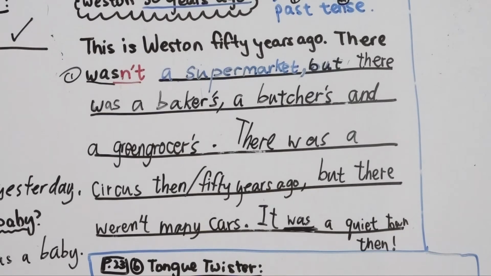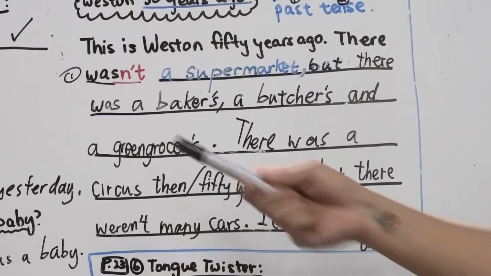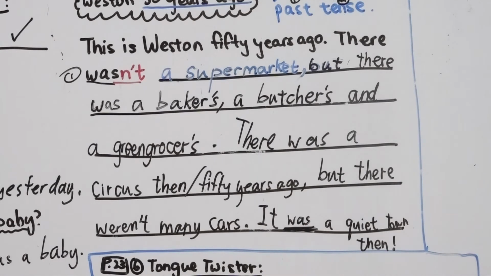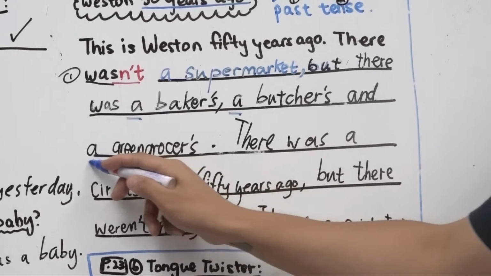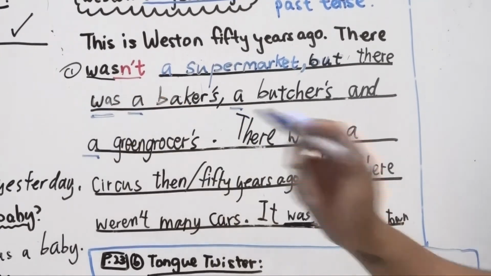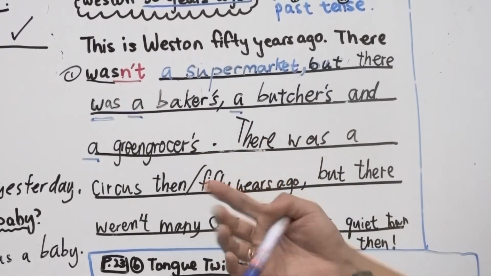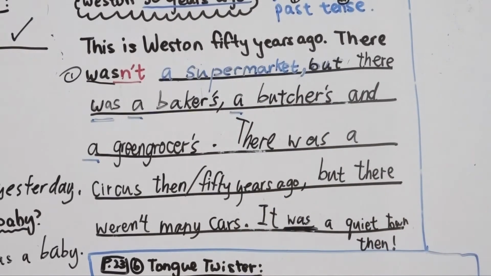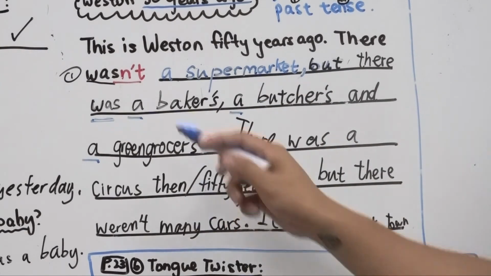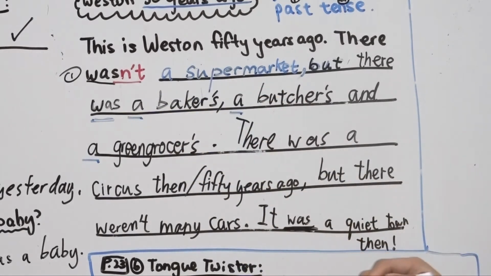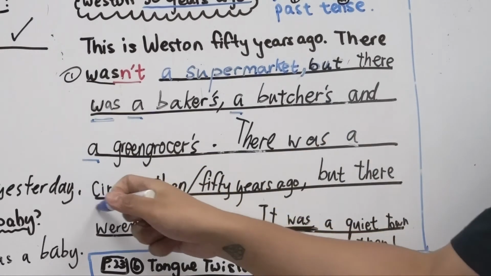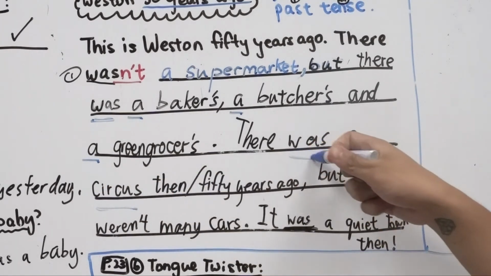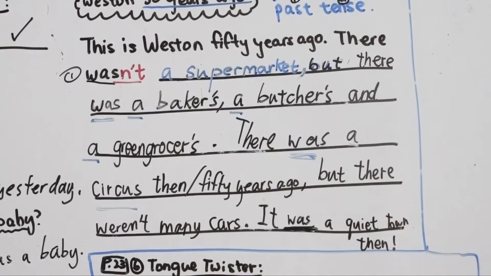Alright, so let's analyze this again. Here we have wasn't a supermarket. And then here we have bakers, butchers, and grocers, so we need to use was. Even if we have three places mentioned, each has only one. So a baker was a baker. And then we have there was a circus. How many circuses? Just one. So we use was.